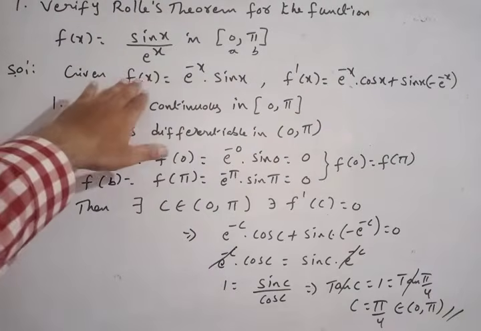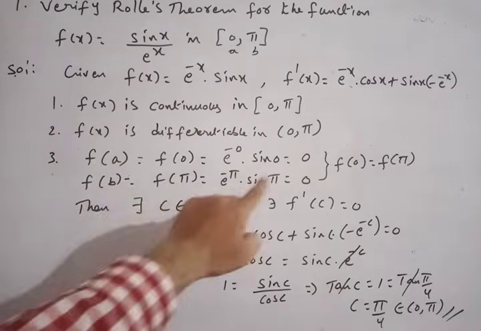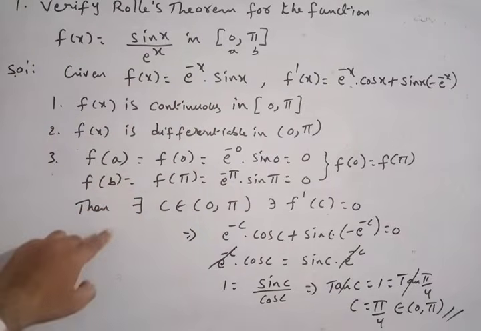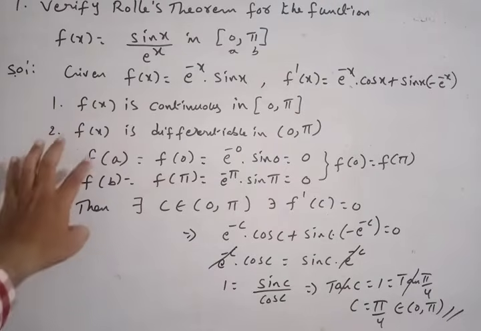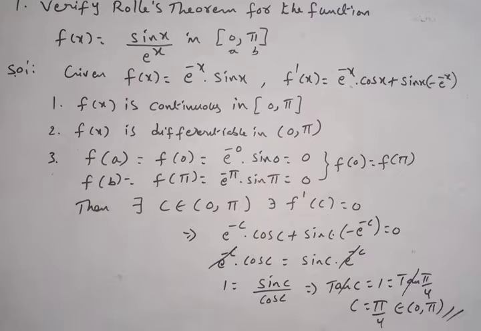So first one, f of x is equal to what? This can be written as e power minus x into sin x. F of x is continuous, differentiable. Then you need to check f of a is equal to f of b. If these 3 conditions are verified, you can write one point here: all conditions of Rolle's theorem are verified. Like that you can write.